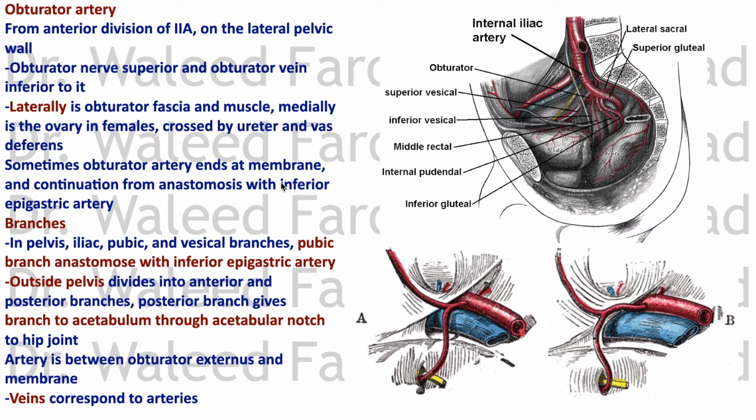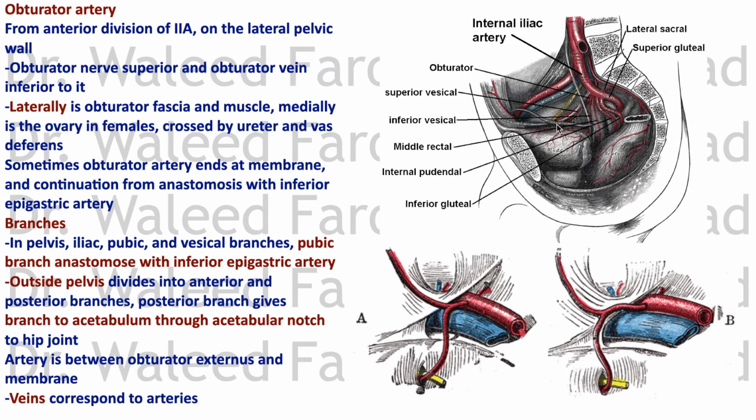Now for another artery, the obturator artery. It arises from the internal iliac anterior division, as you can see here, with the nerve above it and the vein below it, and it goes through the obturator canal at the superior border of the obturator internus muscle and fascia, and then emerges behind the obturator externus, where it divides into anterior and posterior branches.